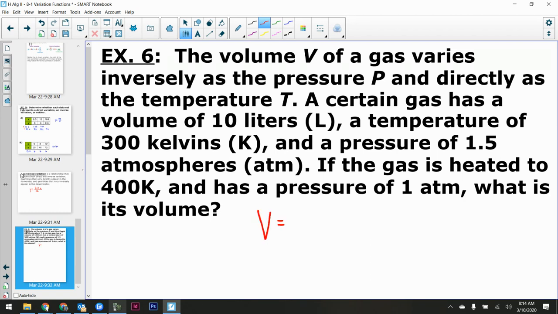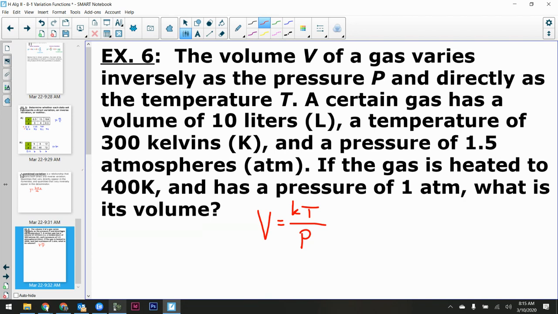Okay, k happens in the numerator. Inversely as the pressure P. Where does P go? In the bottom. And directly as the temperature T. Volume is equal to KT over P.